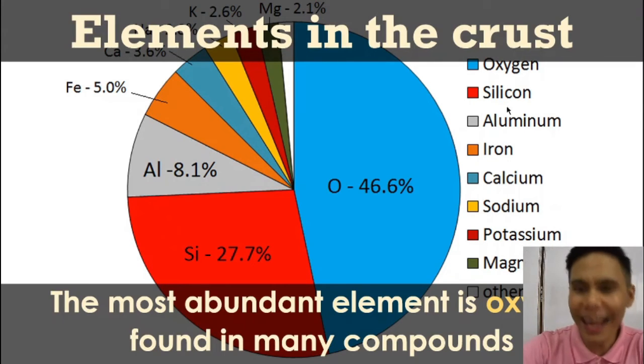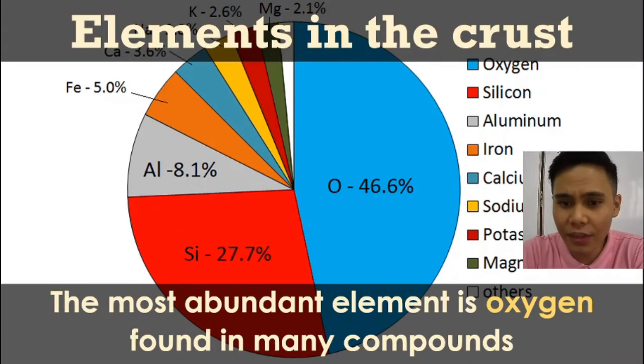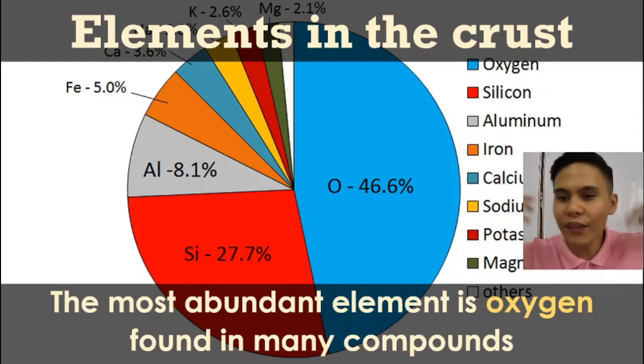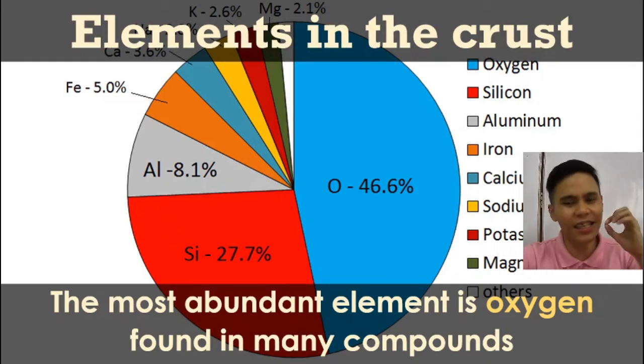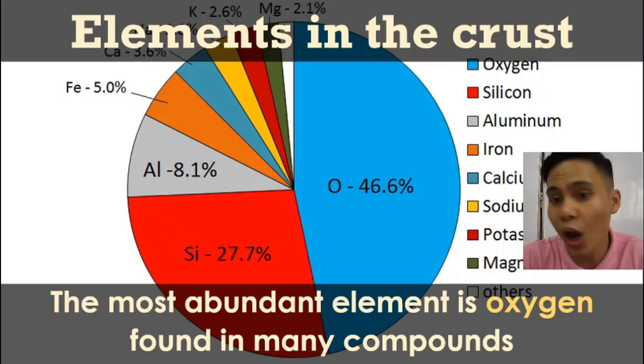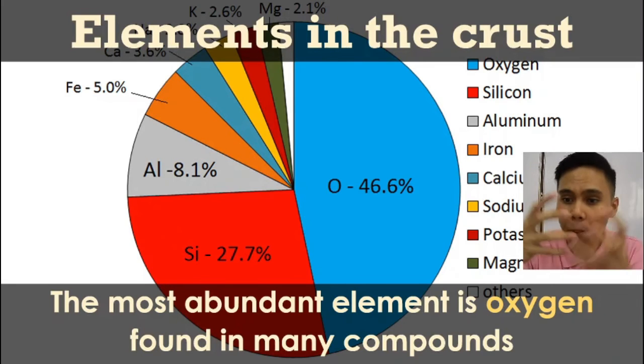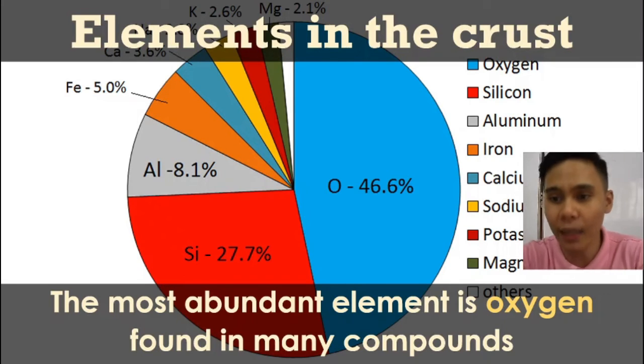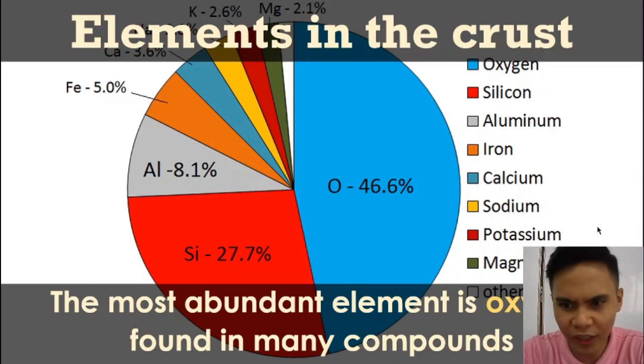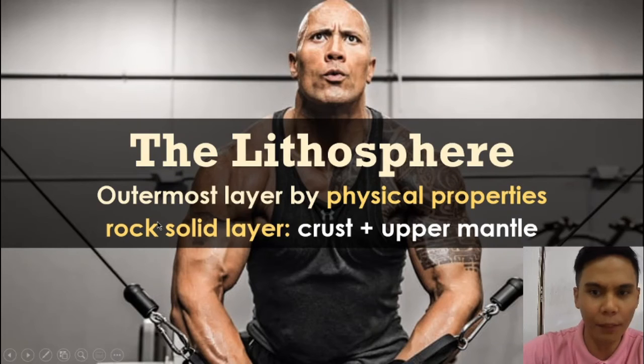Next, we have to look at the elements in the crust. When we look at the elements of the crust, we'll find that the most abundant element is oxygen. It's found in many compounds. Even in soil and rocks, there's oxygen. But it's not the same oxygen that we can breathe in. That's oxygen gas. Oxygen forms compounds with other things like silicon and aluminium, or aluminum, whether British or American, however you want to pronounce it.